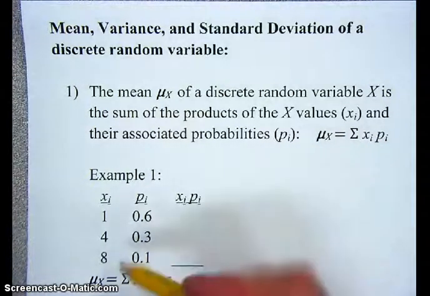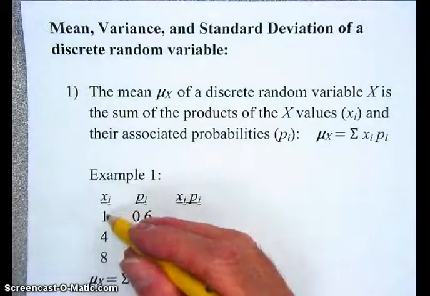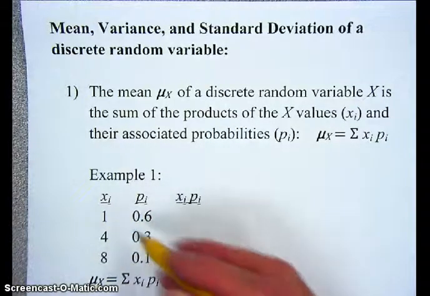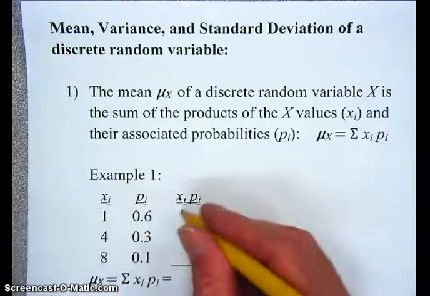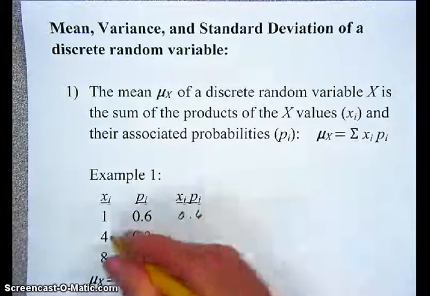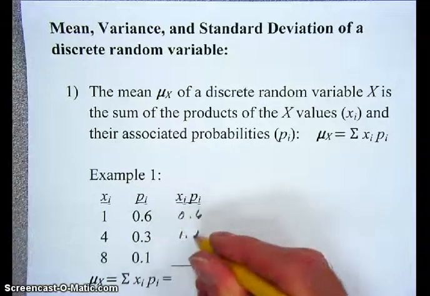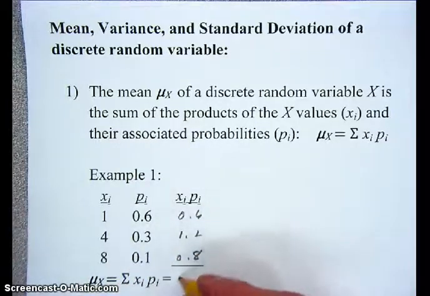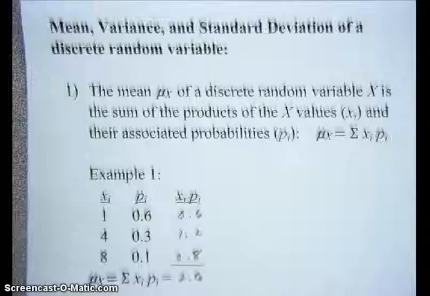So here's an example. If these x values are 1, 4, and 8 and their associated probabilities are 0.6, 0.3, and 0.1, we just multiply the 1 times the 0.6, we get 0.6. 4 times 0.3 is 1.2. 8 times 0.1 is 0.8. And when we add those up, we get 2.6 for the mean. So it's not very much work.